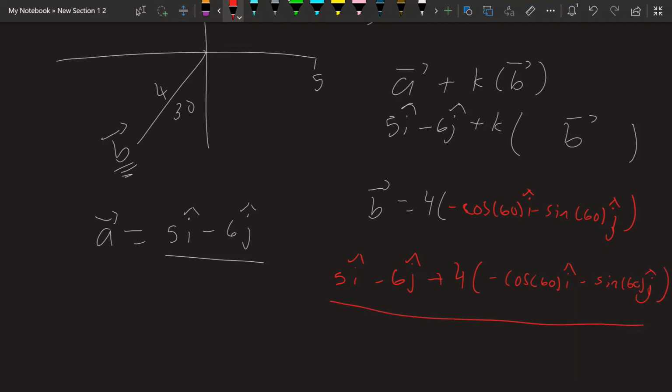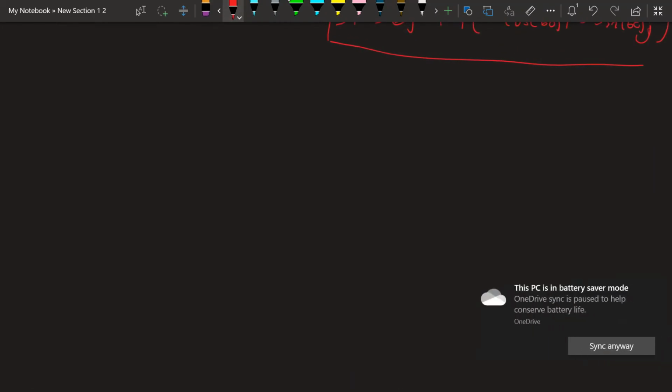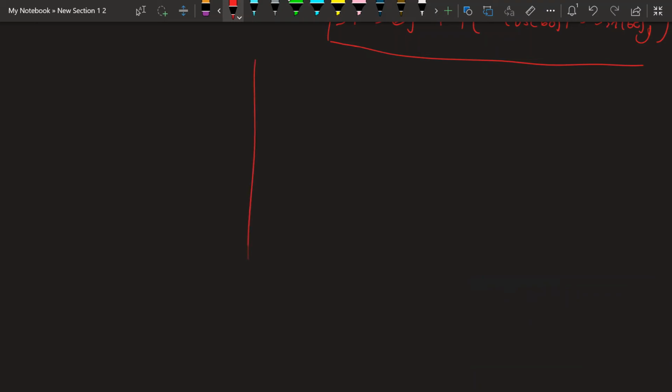This is your answer. You can simplify it using a calculator. But now let me try to explain how I got that answer. So the thing is, when you have two vectors and you're trying to create a line, one of the vectors, the tip of it, has to pass through that line or has to be in that line. So A is going to be 5i, and let me look over the question.